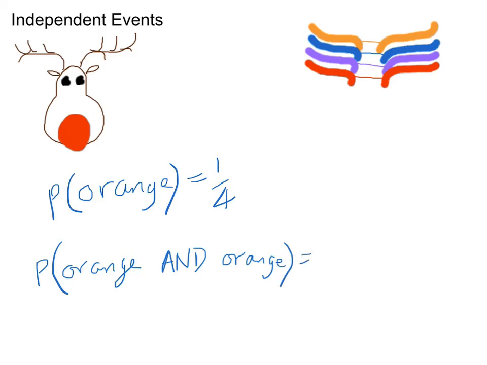So we know the probability of just picking orange out once is a quarter, but then picking out orange again for the second time, we multiply by a quarter. So when we have this language that we're using here, and with probability, that means multiply. So the probability of picking an orange pair and then another orange pair is a quarter multiplied by a quarter. So multiplying the numerators, multiplying the denominators, it is 1/16.